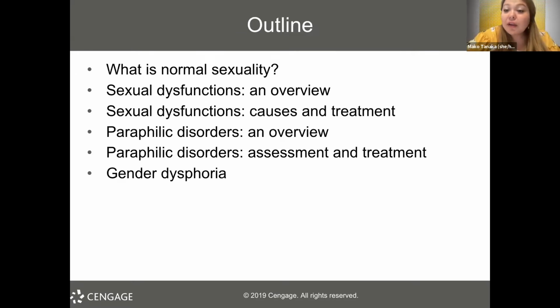So here's an outline of what we're going to go over today, and this should map on to your textbook. We're going to talk about what is normal sexuality. How do we even begin to make those distinctions? What are sexual dysfunctions, some causes and some treatments of those? Talk about paraphilic disorders, give an overview of that, how they're assessed and how they're treated, and finish off with talking about the experience of gender dysphoria.